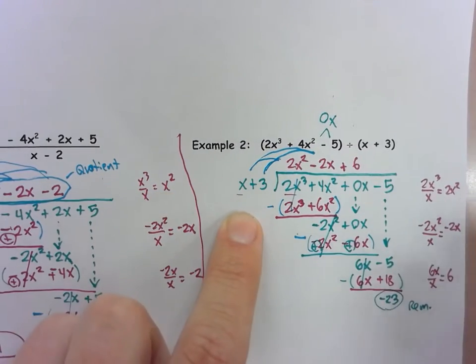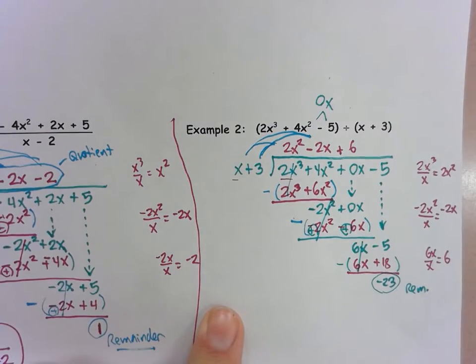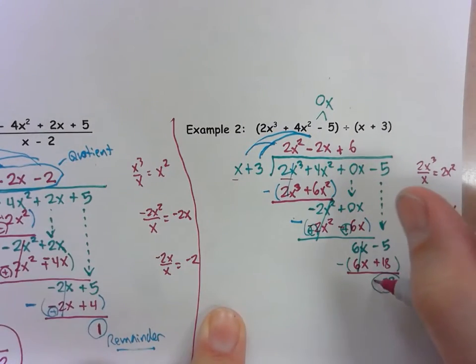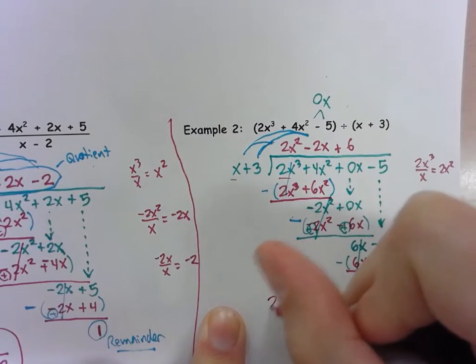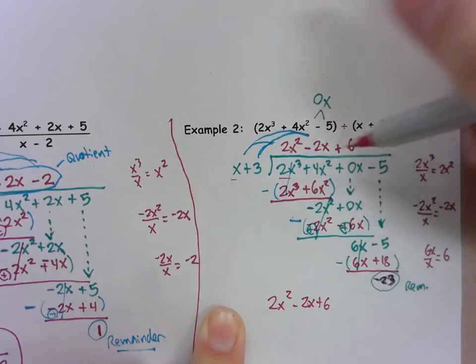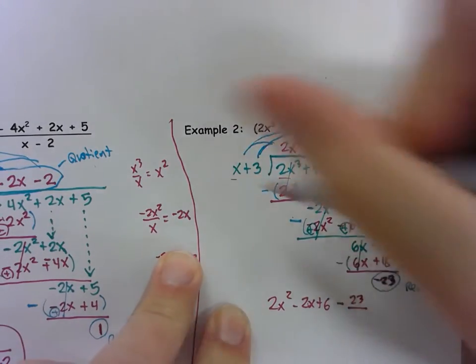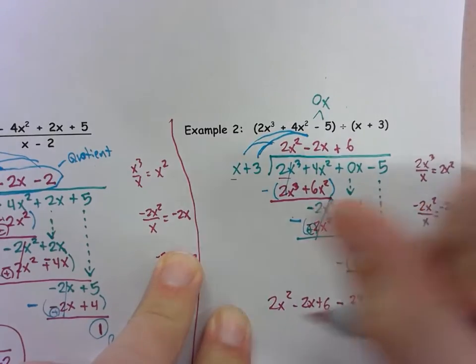And let's write our answer. So this is a negative remainder, so we're going to write 2x squared minus 2x plus 6. We're going to write our quotient. Since our remainder is negative, I'm going to say minus 23 and put that over our divisor, x plus 3. And you have your answer.